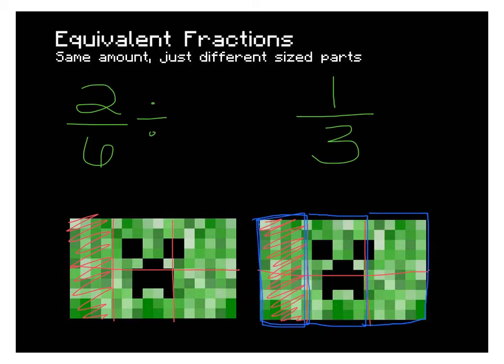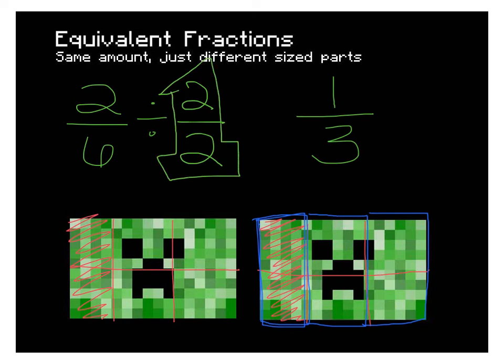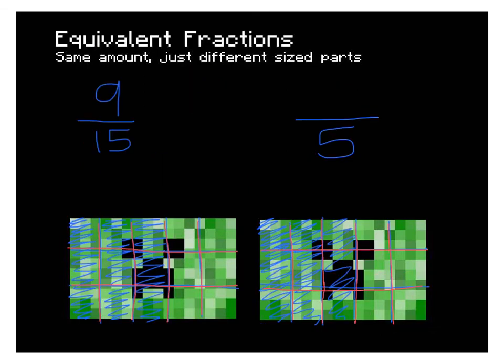So that means I need to divide by 2 over 2. And remember, 2 over 2 is really equal to 1. So I can divide by 1 without changing the value of my fraction. 2 divided by 2 is 1, and 6 divided by 2 is 3. So we can see that mathematically, this corresponds to what happened in my model. Let's look at one more example.